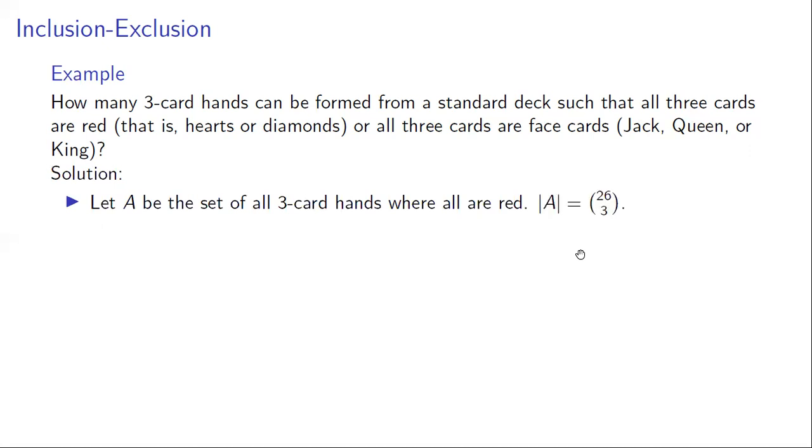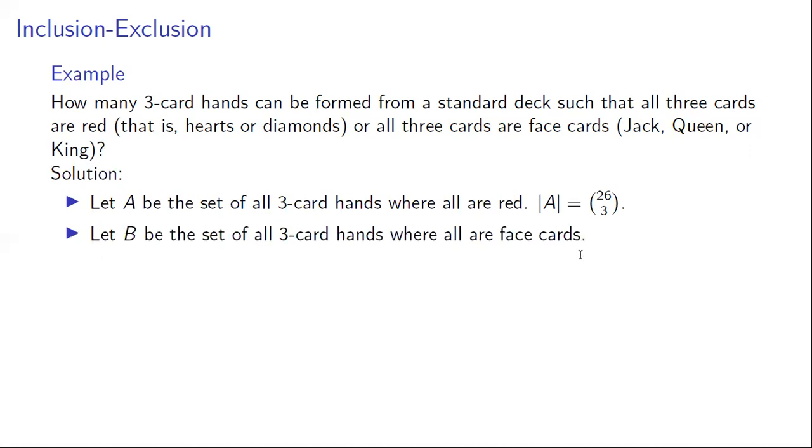So what is the cardinality of A? Well, there are 26 red cards to start with, and we need to choose 3 of them. So that's 26 choose 3. That's the cardinality of A. Let B be the set of all 3-card hands where all are face cards. Now, how many face cards are there in a deck?